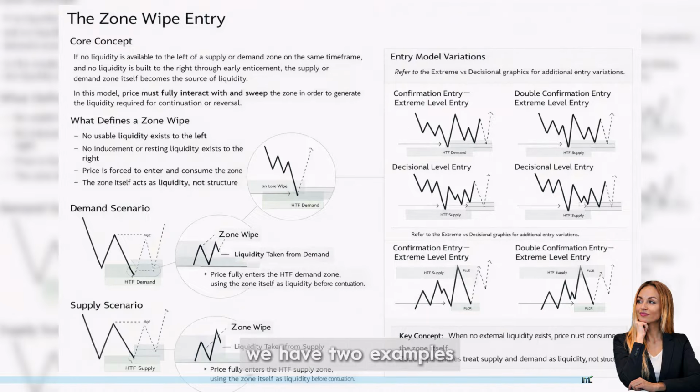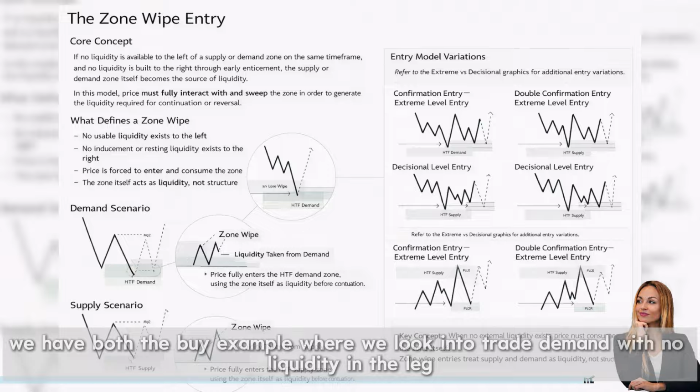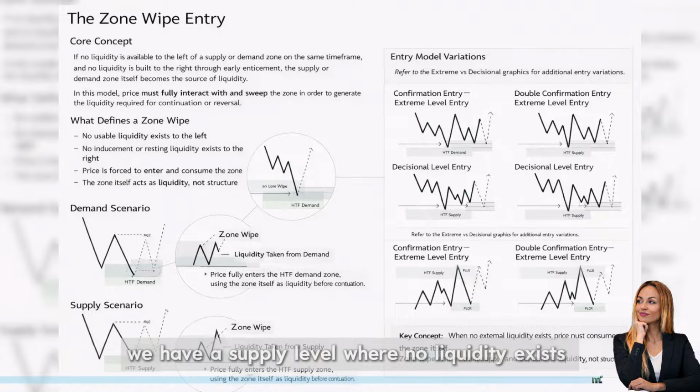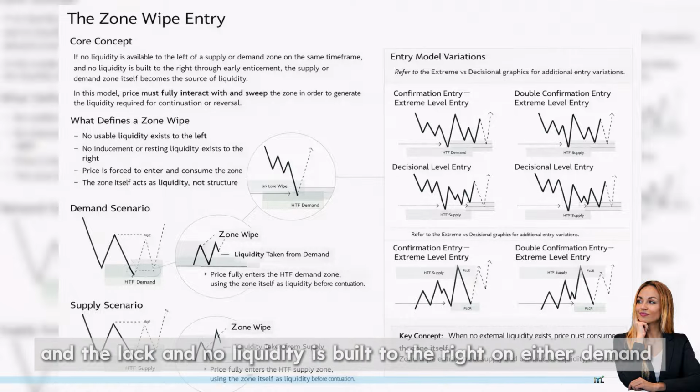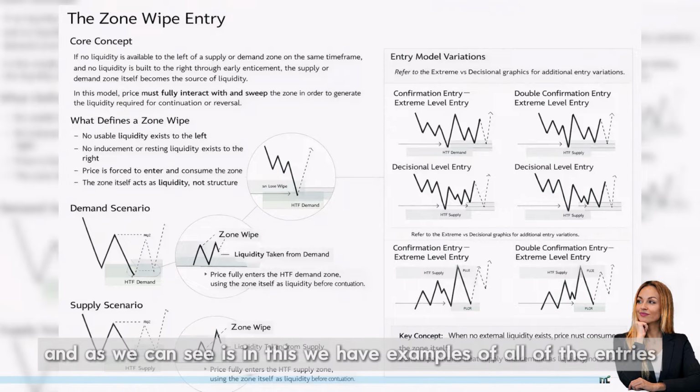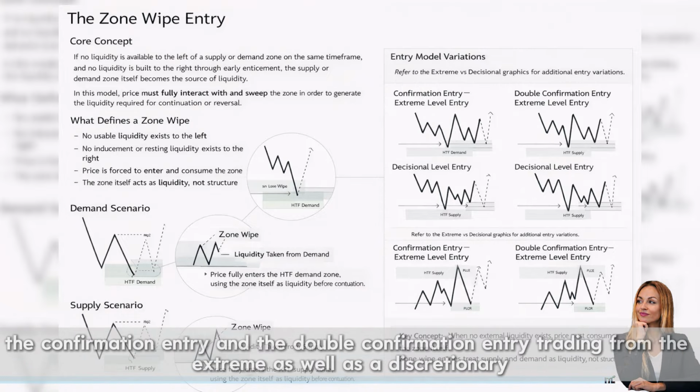So we have 2 examples. We have the buy example where we're looking to trade demand with no liquidity in the leg. This zone is likely to be swept. And we have a supply example where we have a supply level where no liquidity exists in the leg and no liquidity is built to the right. In both the demand and supply examples, the zone itself is swept. And as we can see, we have examples of all of the entries: the confirmation entry and the double confirmation entry, trading from the extreme as well as the decisional.